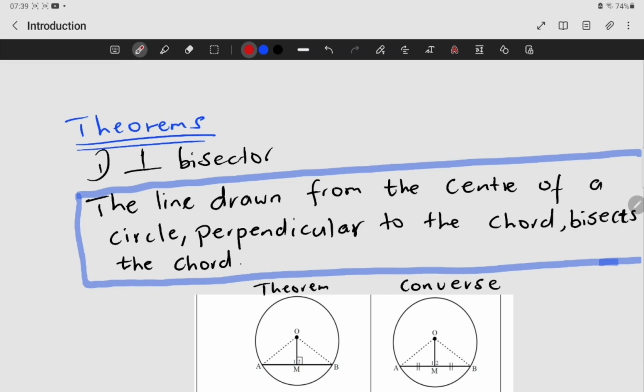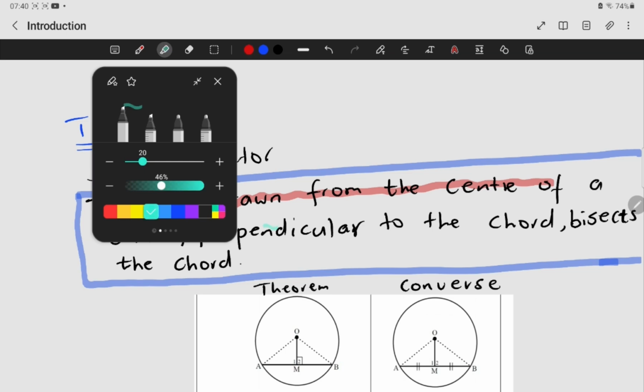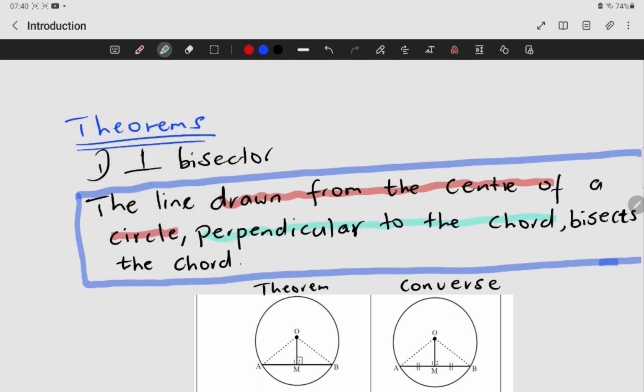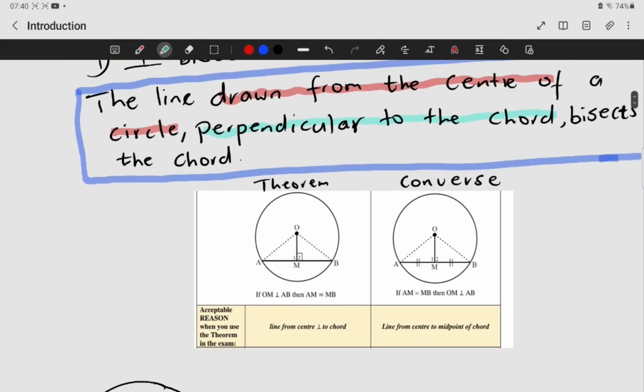Now, let's break down this theorem. It says a line drawn from the center of the circle. That is the first condition, condition 1. And then that line is perpendicular to a chord. That is condition 2. Then we conclude that that line bisects the chord. So we've got 2 conditions, and then we make a conclusion based on that.